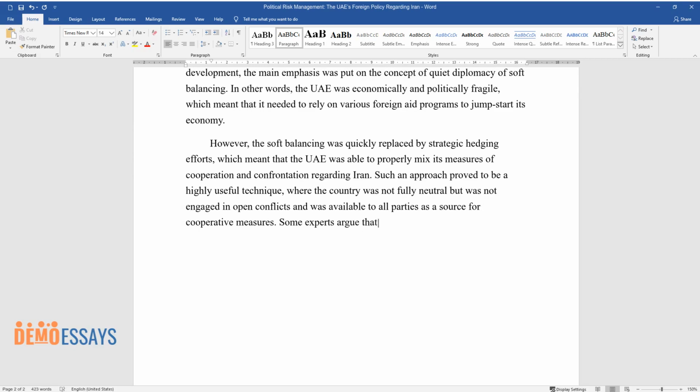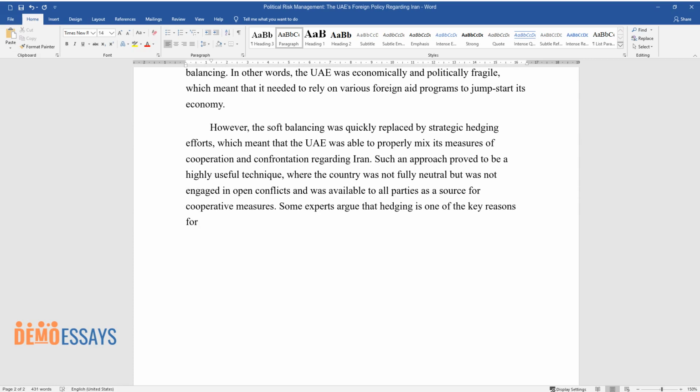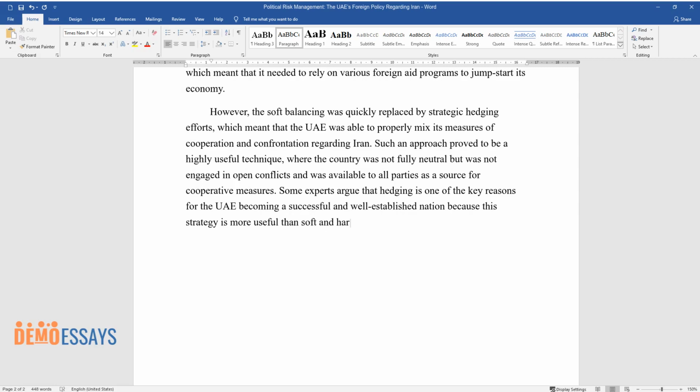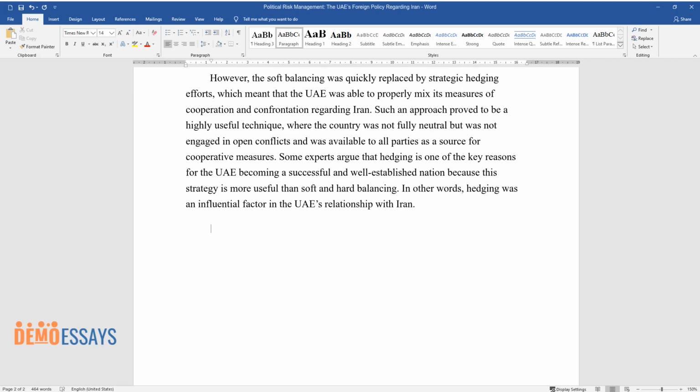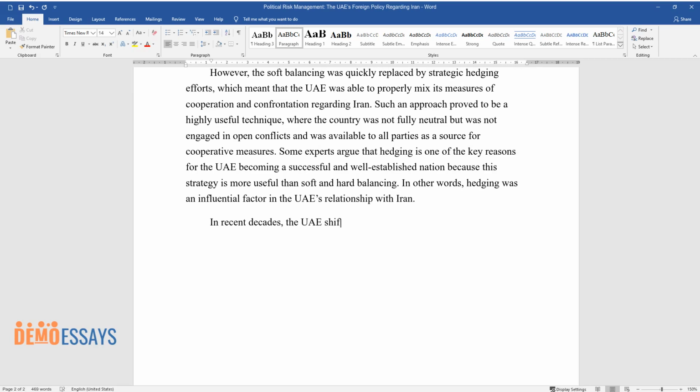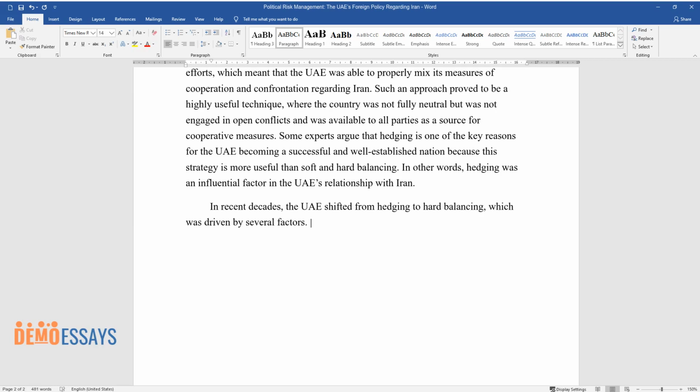Some experts argue that hedging is one of the key reasons for the UAE becoming a successful and well-established nation because this strategy is more useful than soft and hard balancing. In other words, hedging was an influential factor in the UAE's relationship with Iran. In recent decades, the UAE shifted from hedging to hard balancing, which was driven by several factors.